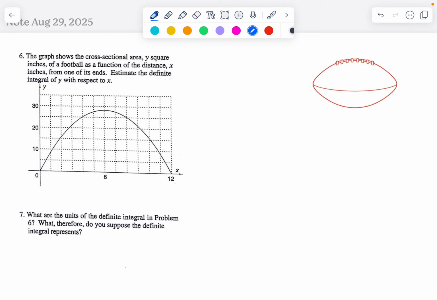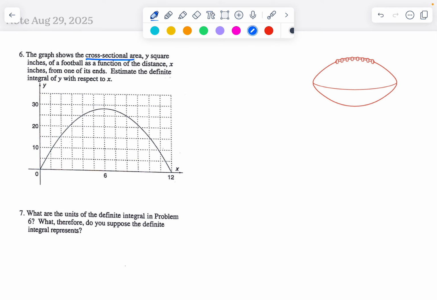Okay, I want to do exploration 1.3, number 6 here. So it says, graph shows the cross-sectional area, y, measured in square inches, with our important units. So I'm going to actually write that up here. The y is area in square inches, or inches squared, is a function of the distance x from one of its ends, also in inches, important unit. Okay, so we'll call it the distance from the end in inches.